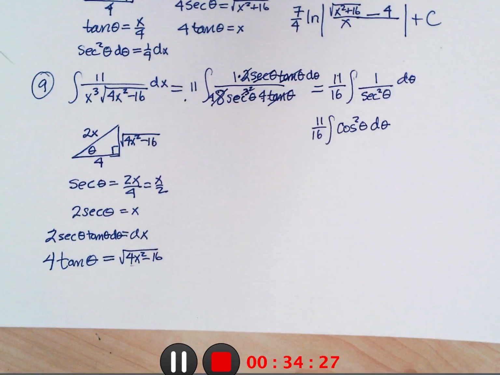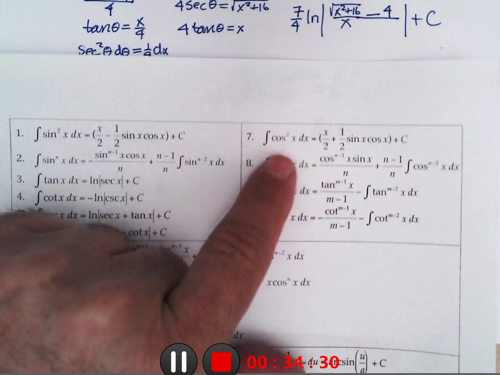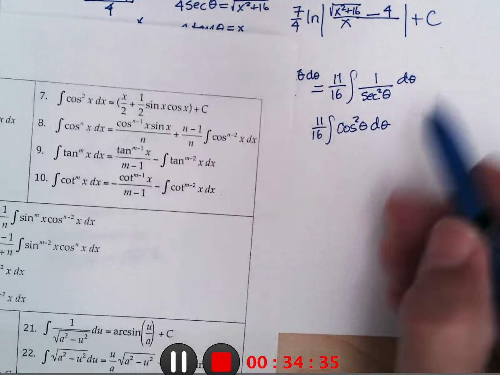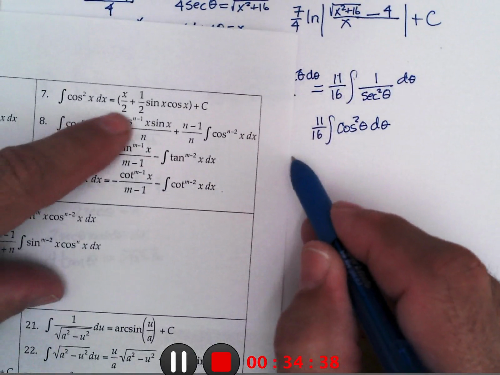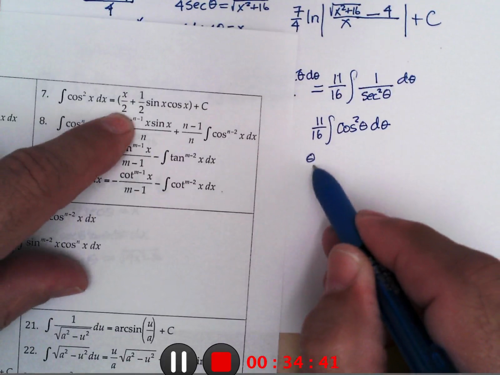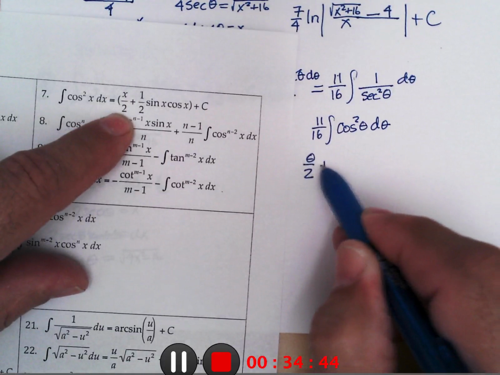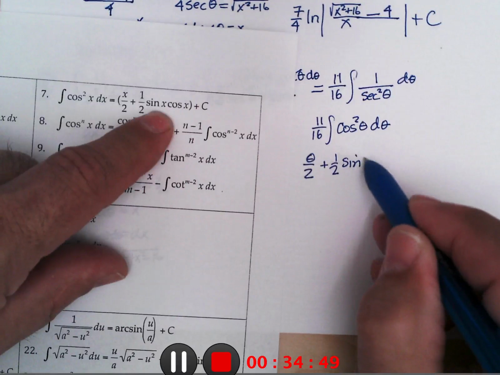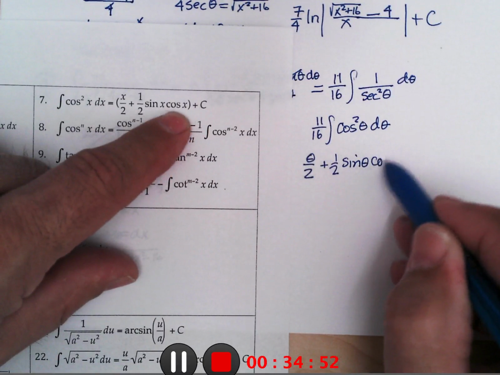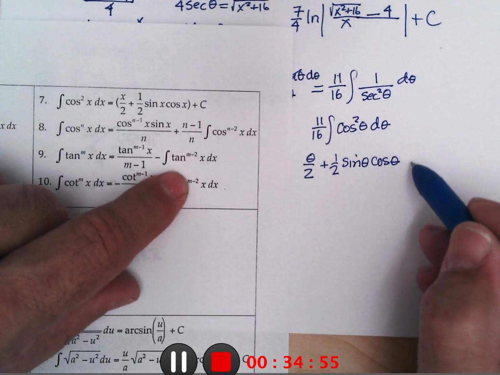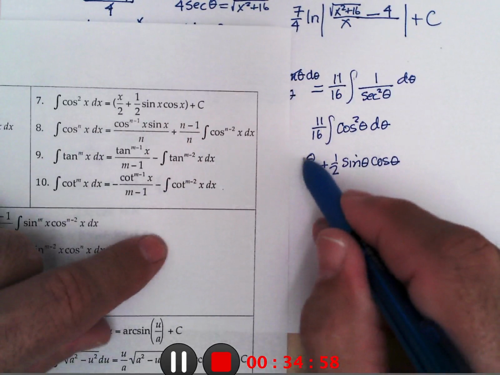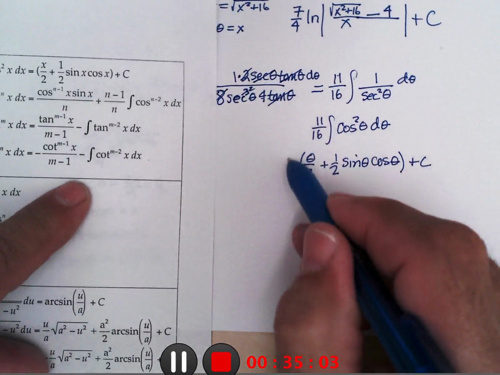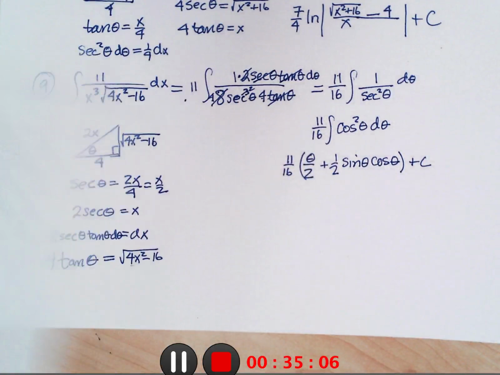And pulling out my table, there's a formula for cosine squared. It does a half-angle substitution is how you get this. So it comes out to be theta over 2 plus 1/2 sine of theta cosine theta, all of that plus c, and all of that is times 11/16. And now we need to change back to x's.